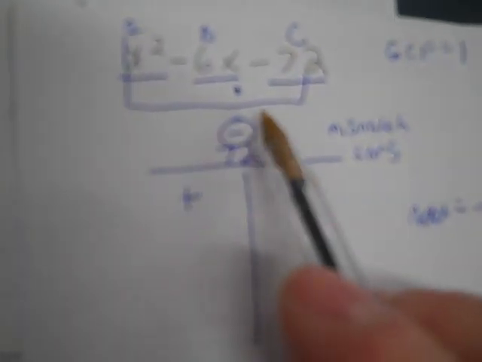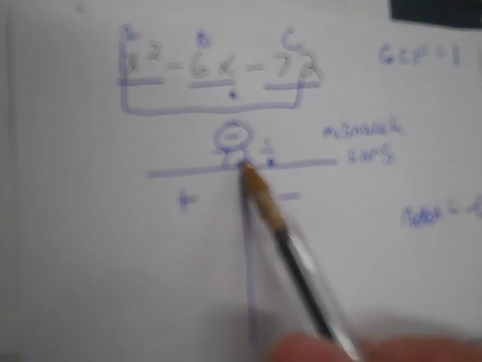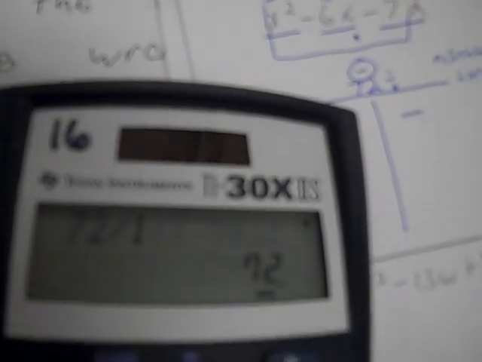Now, one thing I want to point out, when you're dividing, don't punch in the negative with your 72. Do not go negative 72 divided by, just go 72. We'll worry about the negative later. 72 divided by 1 is 72, so you put 1 and 72. Add those, see if they add to negative 6. They don't.